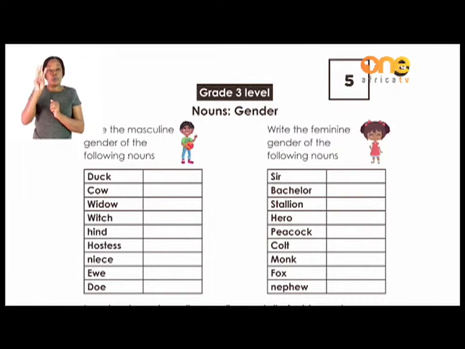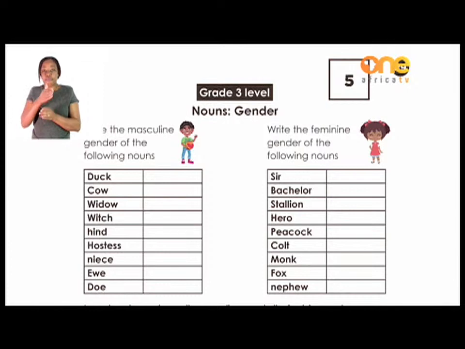So I also want you to finish up the others. A witch, a hind, hostess, miss, and a door. Can you please find for me the boy side and finish out? How do we call this side of the gender?